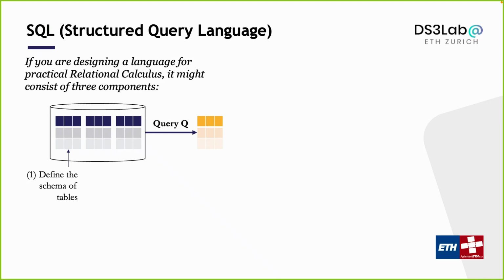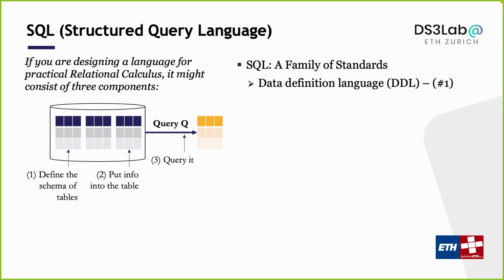You need to tell the system how to define the schema. This is what my data looks like. You need to tell the system how to put information into the table, because you need to give the user some way to do it. You need to define a query language to make sure the user can actually write queries. If you were to build a language in 1970, this is probably what you are going to have. And magically, that's what SQL also has.